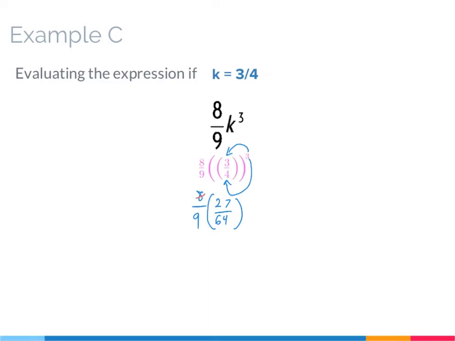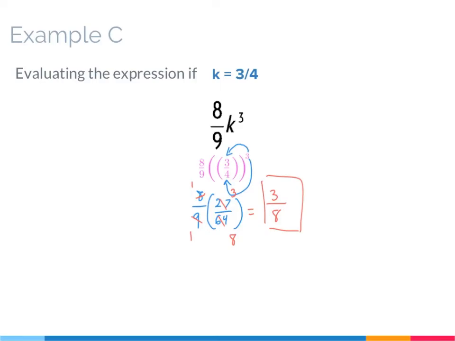So 8 goes into 8 one time. 8 goes into 64 8 times. 9 goes into 9 one time. 9 goes into 27 3 times. And then I can just multiply straight across. 1 times 3 is 3. 1 times 8 is 8. And I end up with 3/8. And that is in simplest form. Now again, if you multiplied straight across, you would get some really large numbers, and you would have to do some reduction because we're always going to show our answer in simplest form.